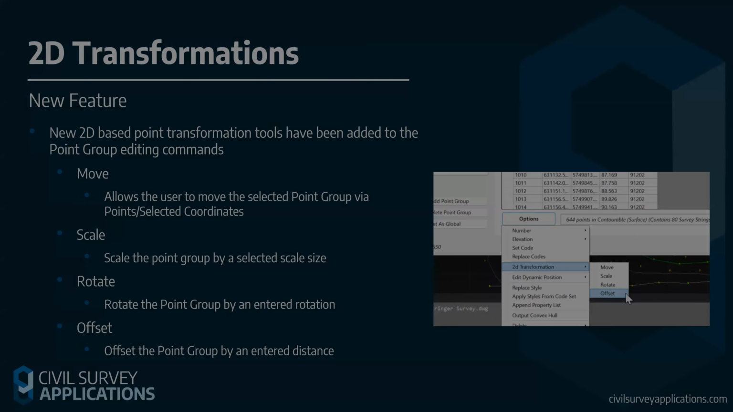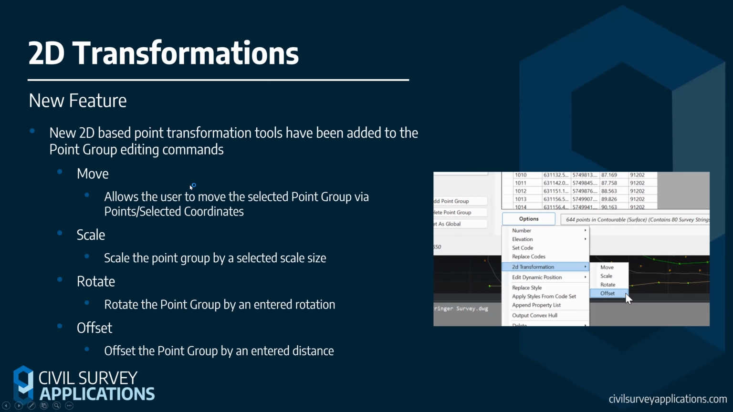Another tool that has been added is the ability to run 2D transformations. A lot of tools within our software at the moment, within Stringer, allow you to modify the survey on a larger level. These allow you to do it on a 2D plane. For anyone who's used our software in the last year, you'll be familiar with the transform command. This allows you to do it in a 2D way. Move, scale, rotate, and offset allow you to very quickly get the data and adjust it as needed.